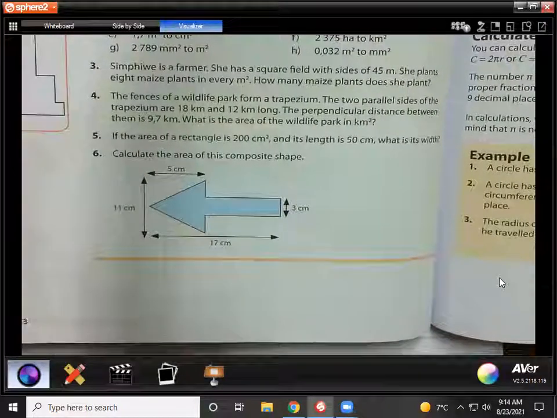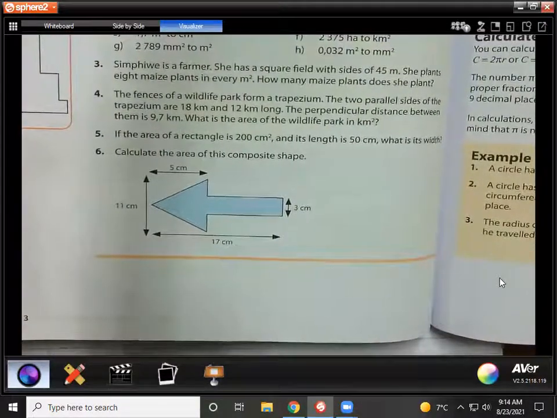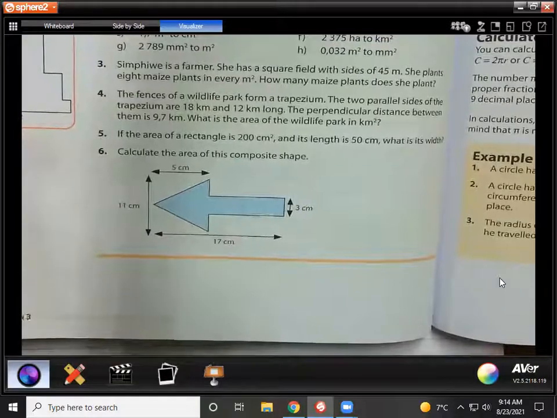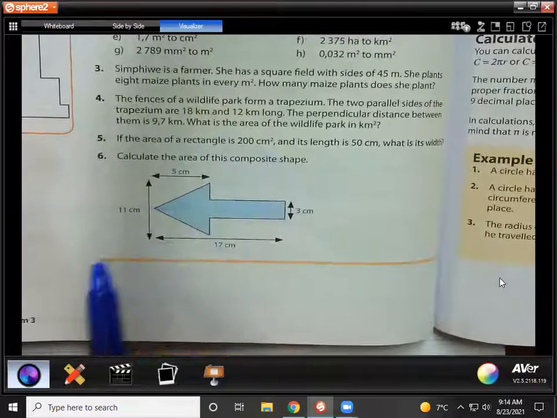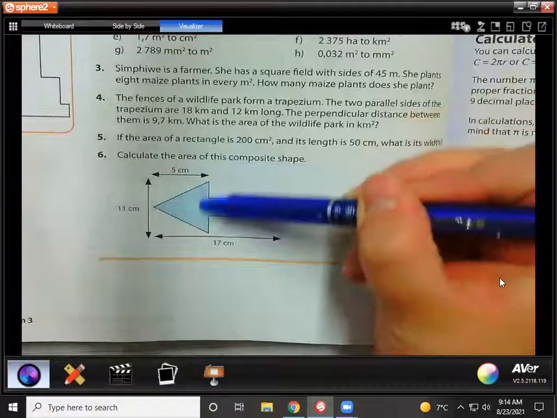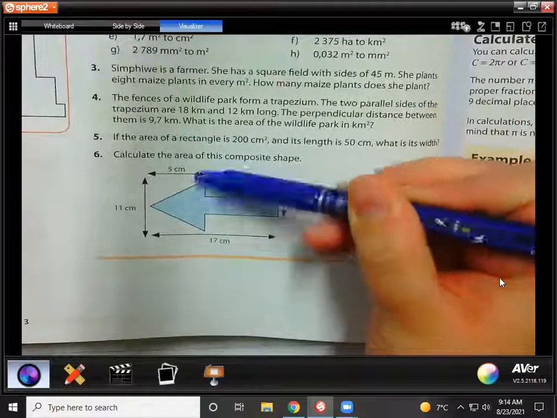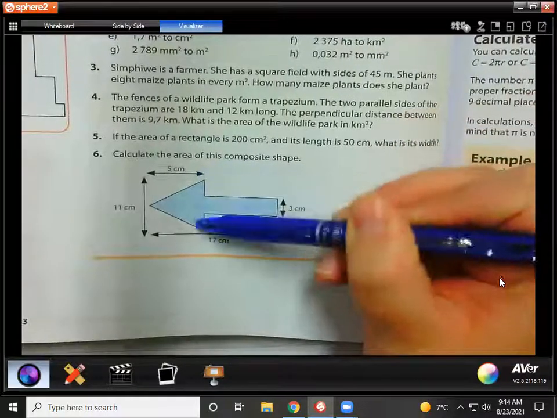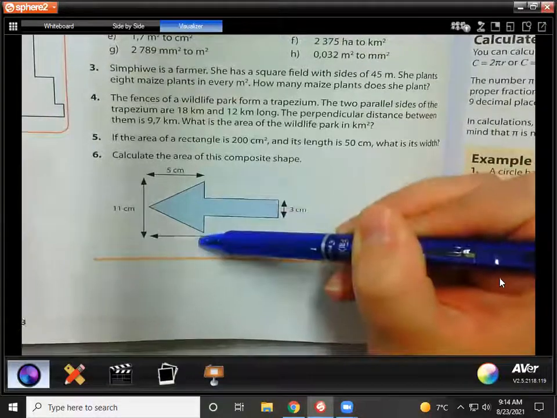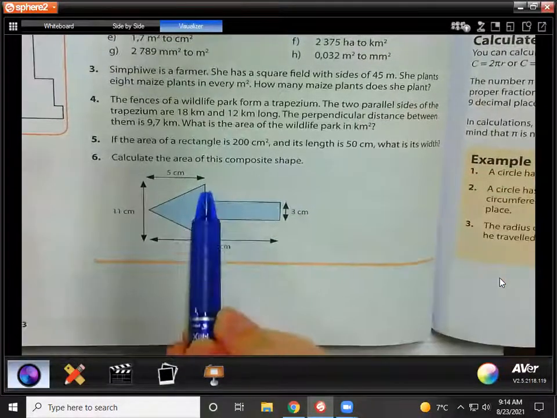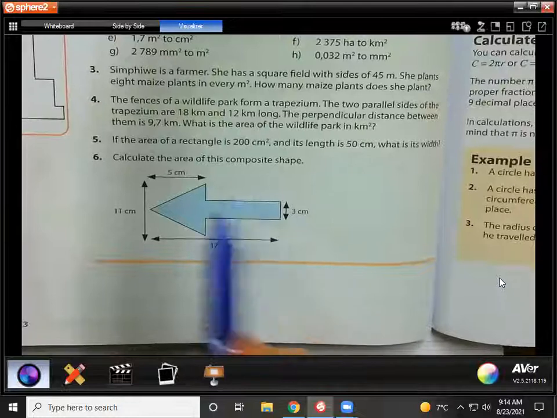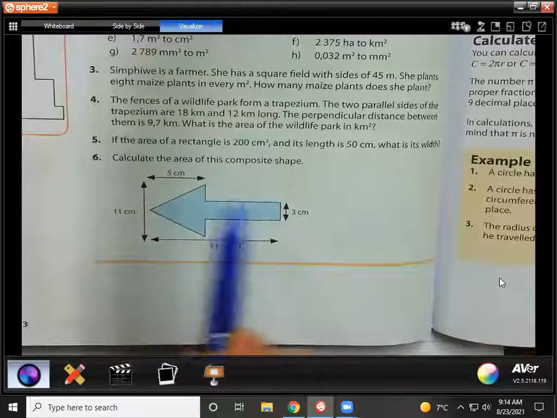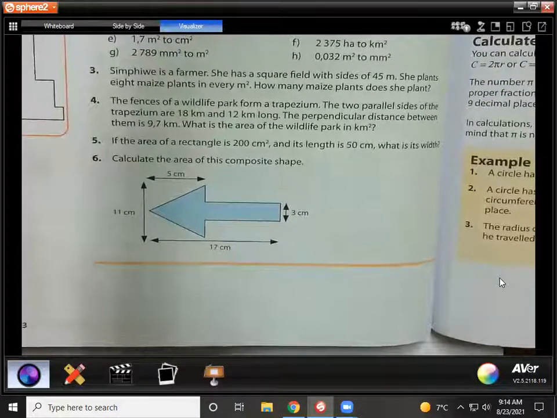Do we have a formula for the area of an arrow? Absolutely not. So you need to figure out that this arrow is made up of a triangle. Do we know how to find the area of a triangle? Yes, if we have a base and a perpendicular height. And then the area of a rectangle. So you're going to have to calculate those two areas and add them together.